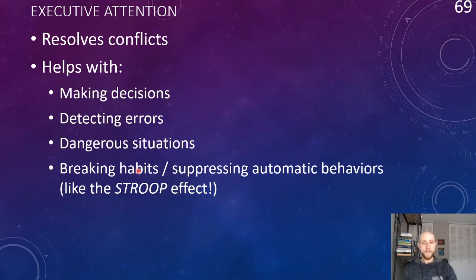It also helps us break habits or suppress incorrect information or automatic behaviors. That's the Stroop effect that we talked about, where the color of the word is different from the actual color being written. Overriding that automatic process is the executive attention. I would even say that when we develop automaticity and habits and we have to replace those behaviors, that's our executive attention.